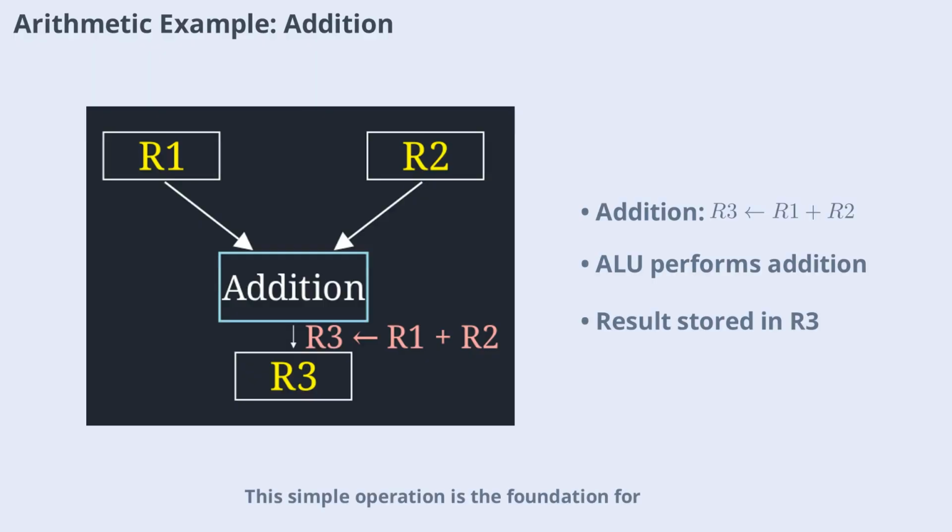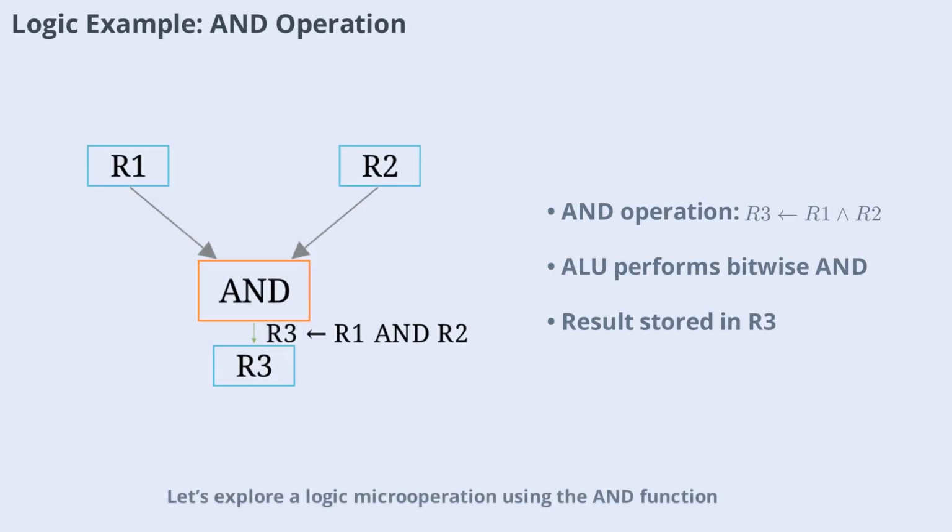This simple operation is the foundation for more complex calculations performed by the CPU. Let's explore a logic microoperation using the AND function. Suppose we want to perform a bitwise AND between registers R1 and R2, storing the result in R3. This is written as R3 ← R1 AND R2. The ALU processes each bit, and the result is placed in R3. Logic operations like this are crucial for tasks such as masking and bit manipulation.